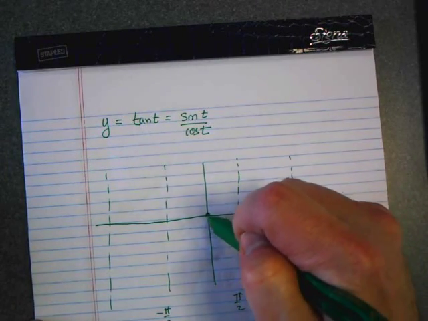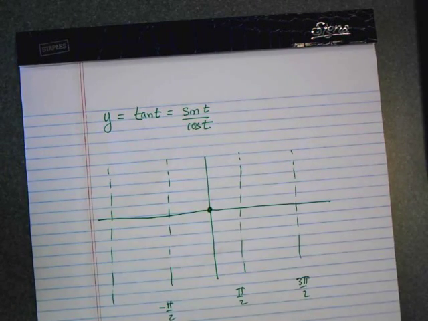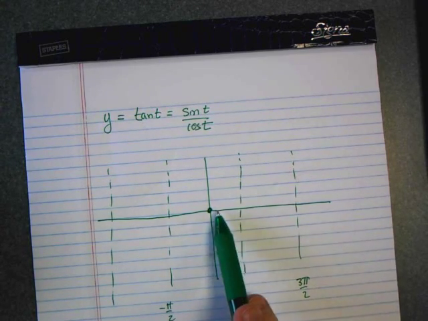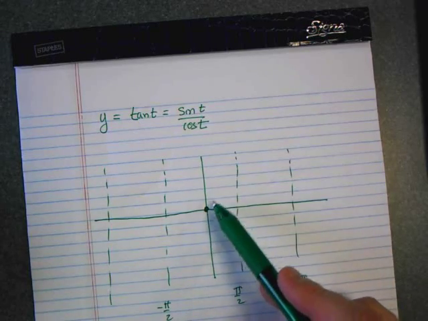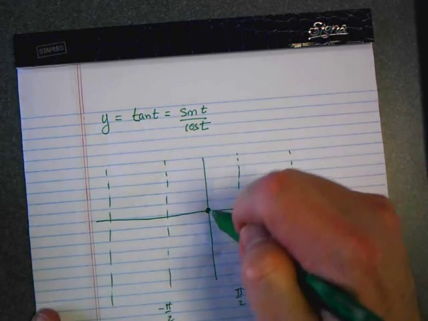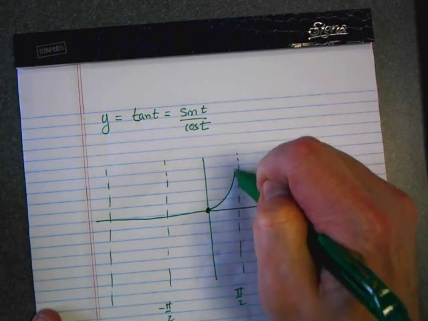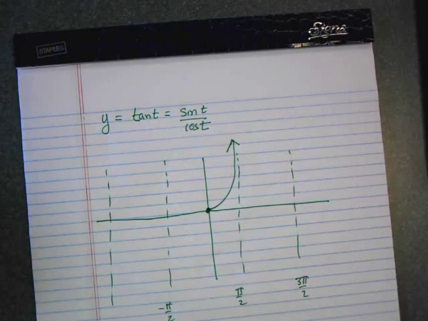So I think what has to happen is tangent of 0 is 0. Tangent of 0 starts right there. As my numbers get bigger here, up to this pi over 2 line, my top's getting bigger, my bottom's getting smaller, so my numbers in all are getting bigger. So I get something that looks like that.